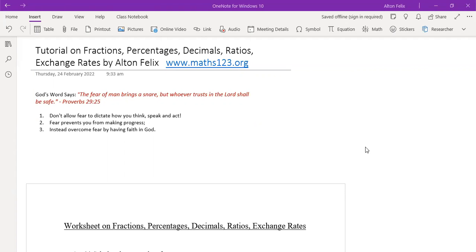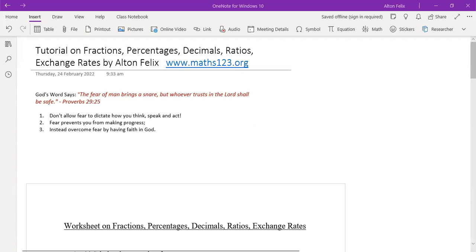So basically, don't allow fear to dictate how you think, how you speak, and act. You will notice that once you become afraid, it will prevent you from achieving your goals and making progress. And finally, instead of being fearful, let faith be a driving force, that is faith in God, and everything will be okay. So, worksheet on computations.